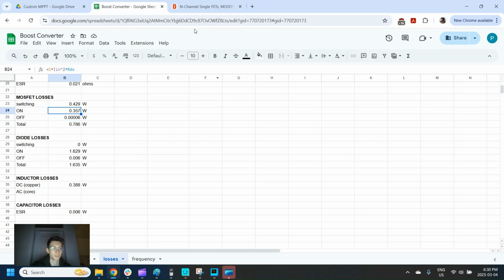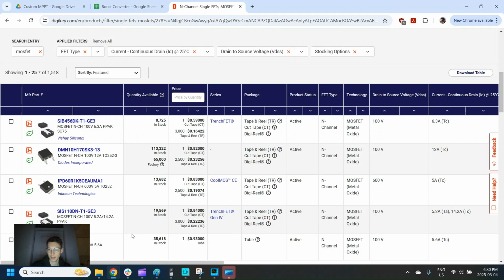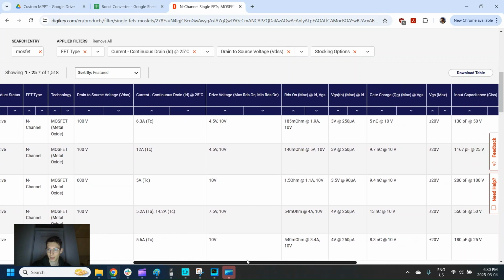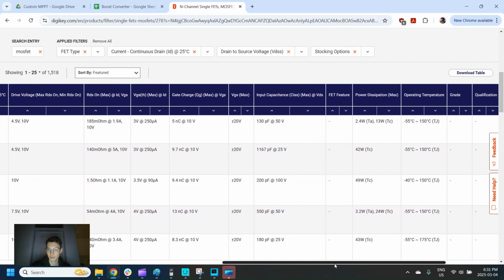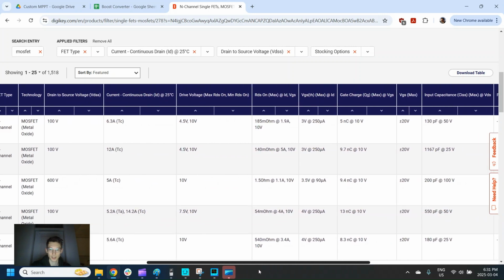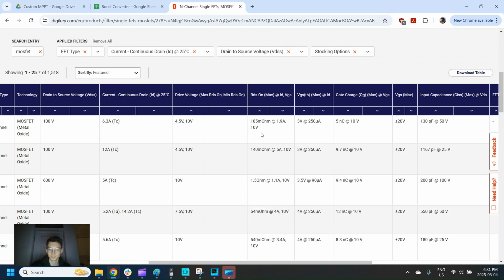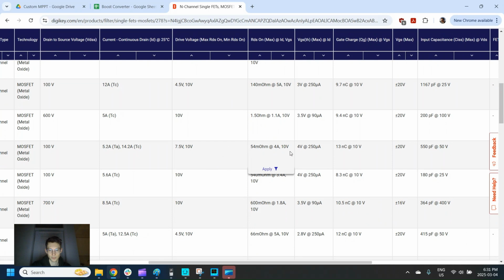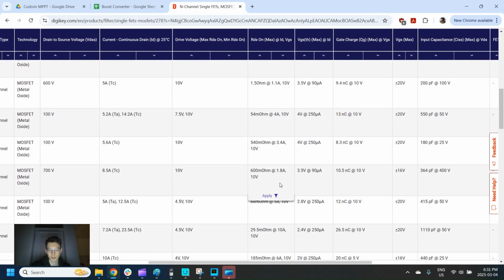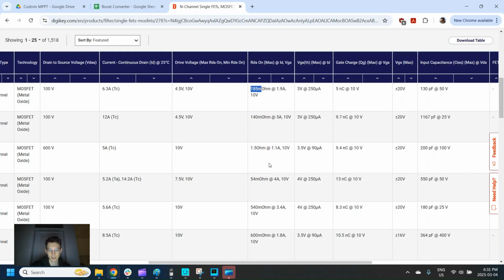So let's just pull up an example of what we're kind of looking at here. Here it gives you a few things. So let's start with our RDS on. So at around 2 amps, we're at 155 milliohms, 140, 1.5 ohms, 54. So you can see these vary quite a bit depending on what current we're running through them. So around 4 amps is what we're looking at for our 66 milliohms.